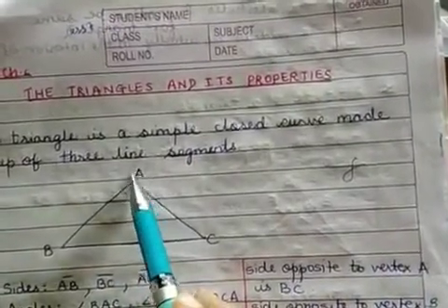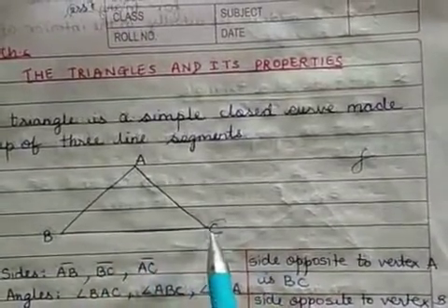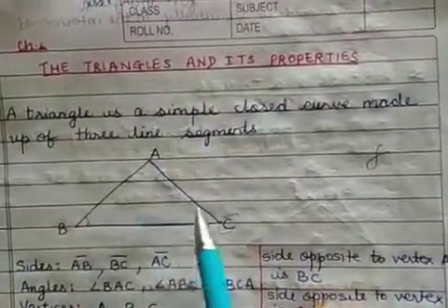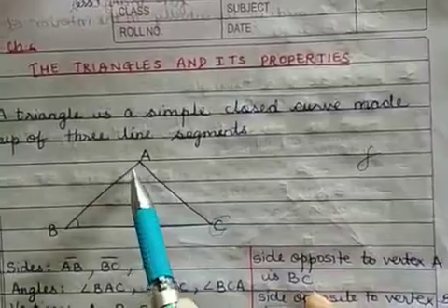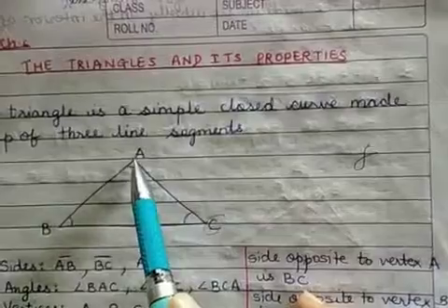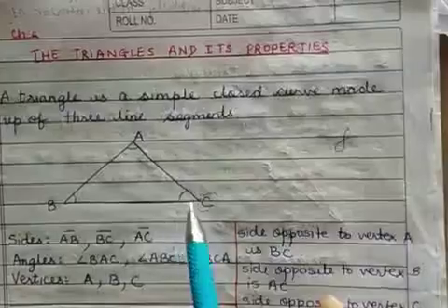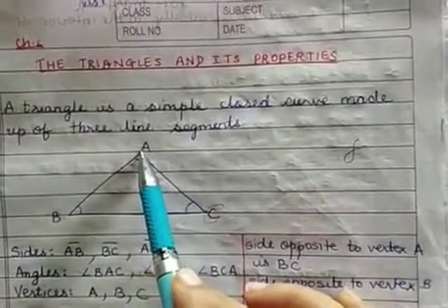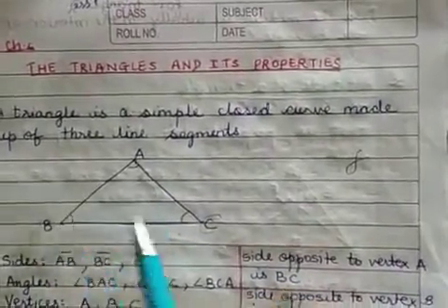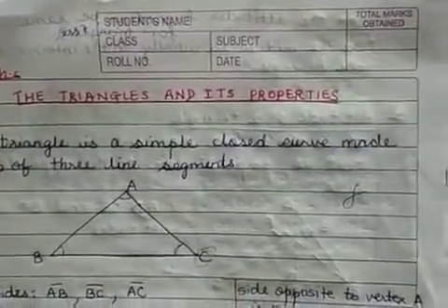Which are they? The vertices are A, B and C. The sides are AB, BC and CA. And the angles are angle ABC, angle ACB, and angle BAC. Now for each of the vertices, you have the side opposite to it. So side BC is opposite to vertex A, side AC is opposite to vertex B, and side AB is opposite to vertex C. So this is about triangles and their parts.